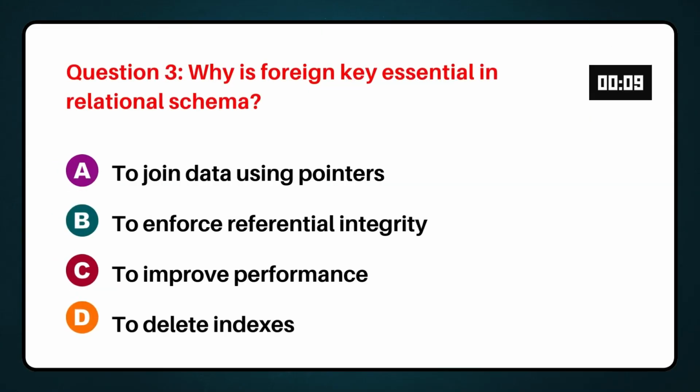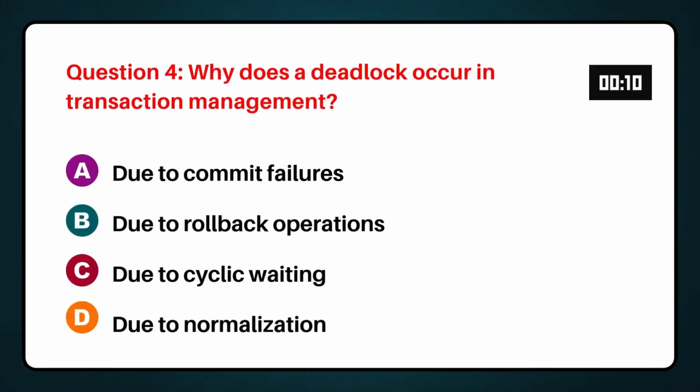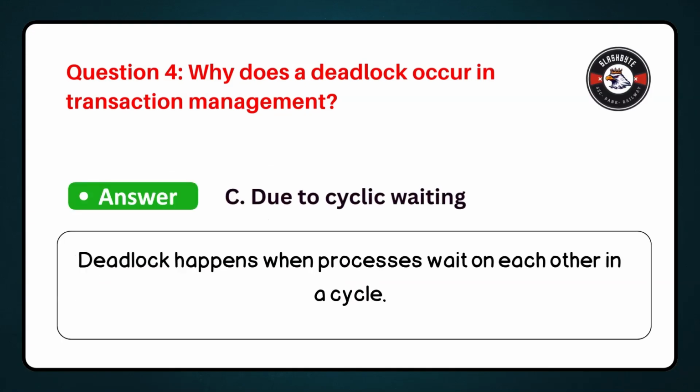Question 3. Why is foreign key essential in relational schema? Correct answer, B. To enforce referential integrity. Question 4. Why does a deadlock occur in transaction management? Correct answer, C. Due to cyclic waiting.